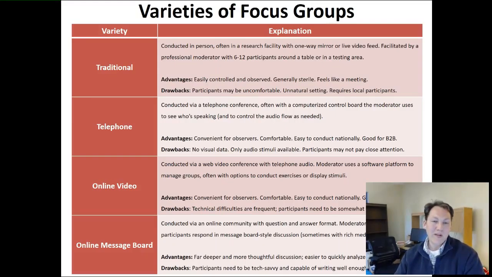But the good news is that they are very convenient for observers. They can participate from their home computer, usually. They are comfortable, they're easy to conduct nationally, and again, they're good for business to business. The drawbacks are that technical difficulties are frequent. In the various online groups I've done, we've had people dropping out. We've had people unable to see the stimuli we've been presenting. We've had people get into an echo loop where we have to keep muting them because they refuse to turn their computer speakers off and their phone keeps picking up the sound from the group.